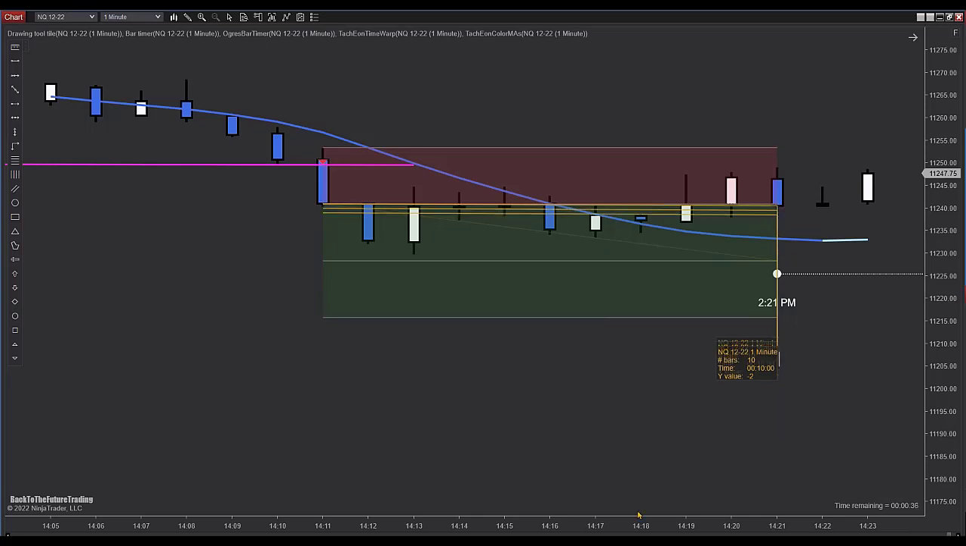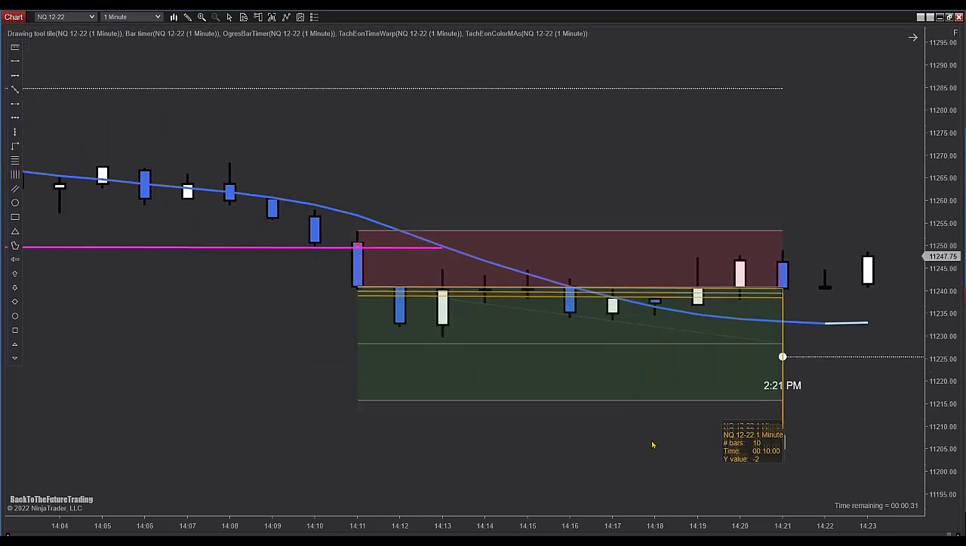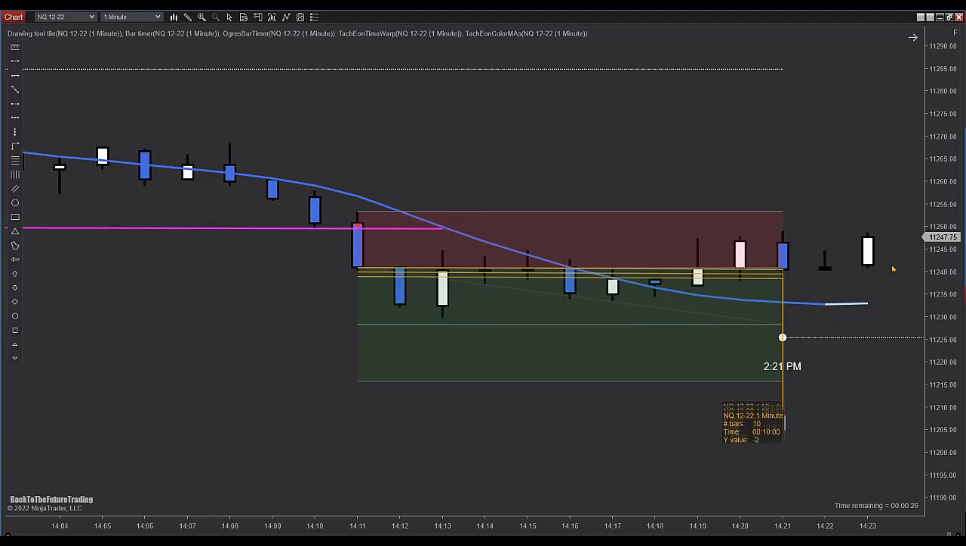This is one of the reasons I don't do the 1 minute in the webinars. It takes a long time to backtest in 1 minute, especially if I'm trying to be detailed like this. So pattern 1.